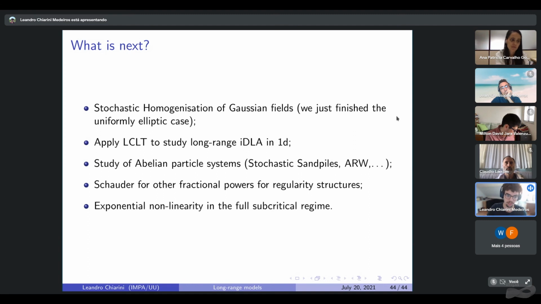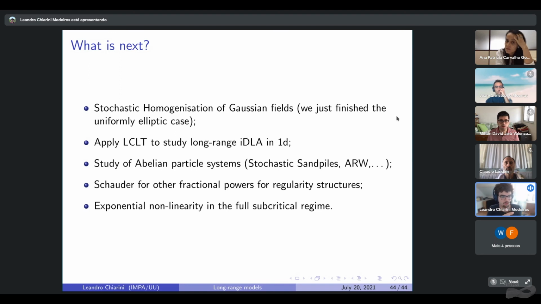We just finished the case of the uniformly elliptic case, both in the continuous and in discrete setting, studying those fractional limits as you homogenize those equations. So we want to apply the local CLT for IDLA in 1 dimension. This is certainly something we want to find applications for, to really show that this technique is as powerful as we expect.